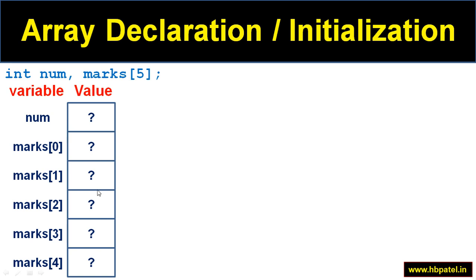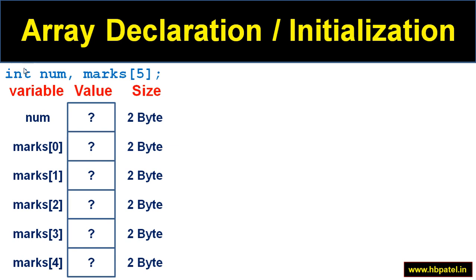Right now we have not initialized this, means we do not have any values in these variables. So the values are question marks, and because these are of integer type, we know that integer has 2 bytes of size. So every variable, this num is having 2 bytes, and this entire group is having 10 bytes, because 2 bytes each for these variables. So 2 plus 2 plus 2 plus 2 plus 2. So the total size of this array is 5 into 2, which is 10 bytes.